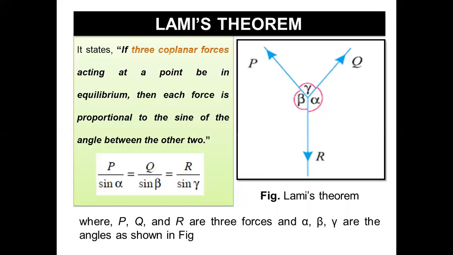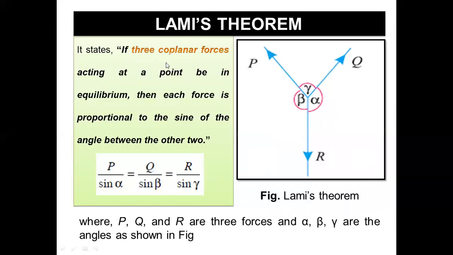Now, Lami's theorem. What is Lami's theorem? Basically, we can solve equilibrium problems by using two methods. One is the analytical method and the other one is the graphical method. The well-known theorem to solve the equilibrium problem by using an analytical method is Lami's theorem. What does Lami's theorem state?